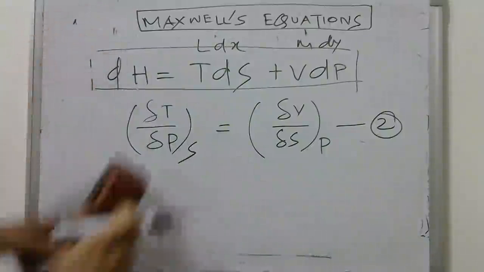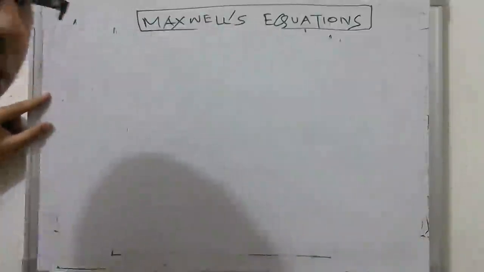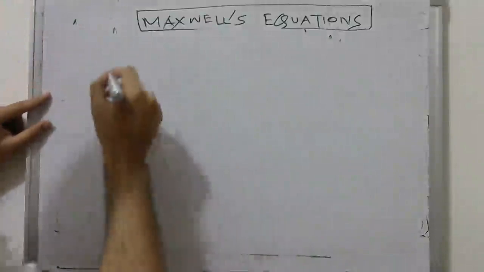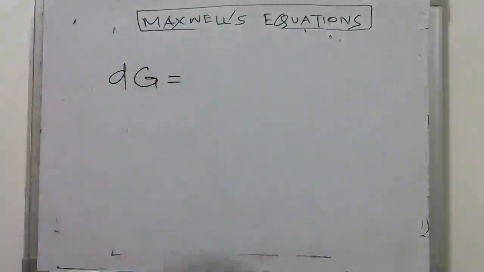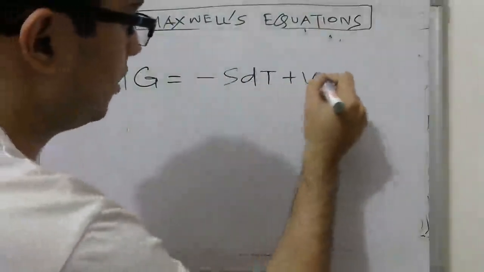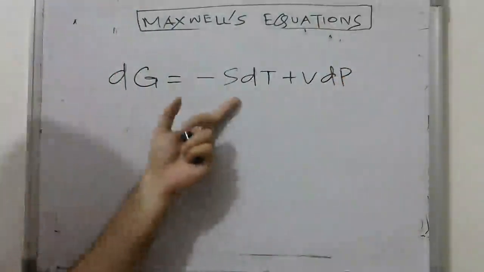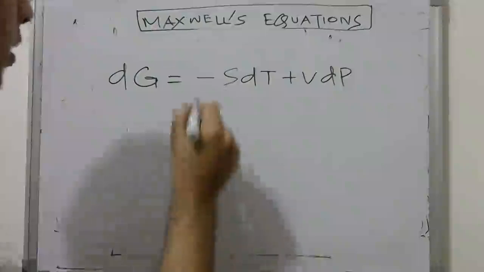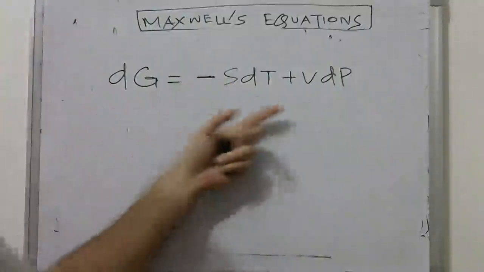Right. Let's take another one. Let's take the third one. Let's take the free energy equation. dG is equal to minus S dT plus VdP. Right. dG is equal to minus S dT plus VdP. This minus is visible. Yes, now it is visible. Minus SdT plus VdP.